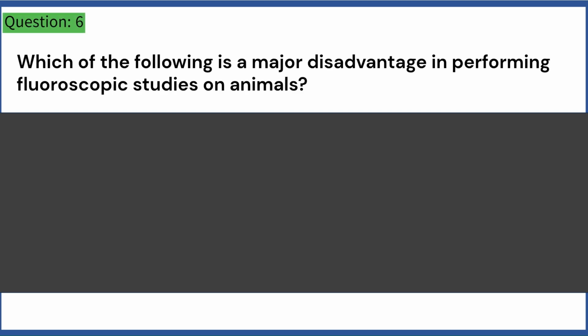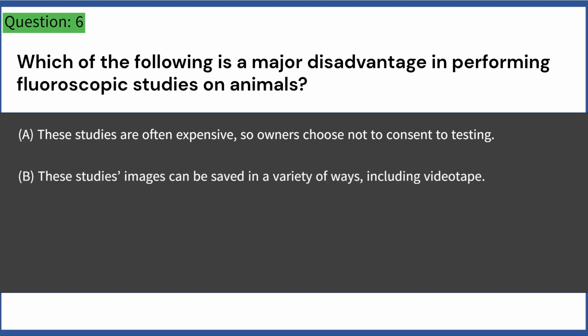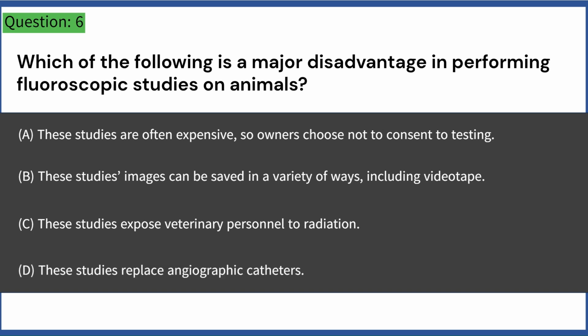Which of the following is a major disadvantage in performing fluoroscopic studies on animals? A. These studies are often expensive, so owners choose not to consent to testing. B. These studies' images can be saved in a variety of ways, including videotape. C. These studies expose veterinary personnel to radiation. D. These studies replace angiographic catheters. Answer: C. These studies expose veterinary personnel to radiation.